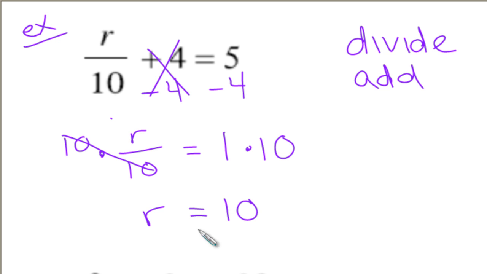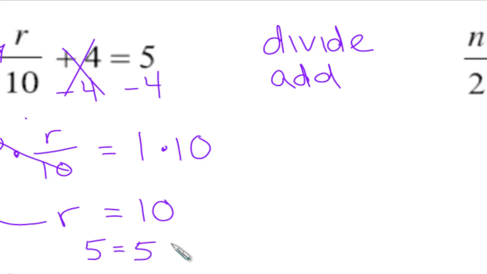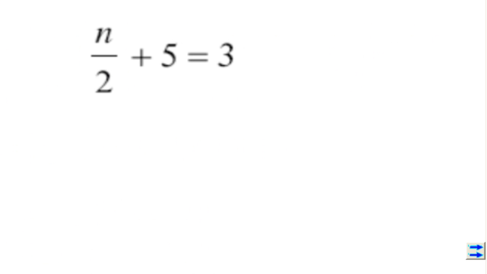Okay? So let's plug it back in. If I take r and I plug it in here, following my original order of operations, what's 10 divided by 10? 1. What's 1 plus 4? 5. So we are left with 5 equals 5. So did we get the right answer? Yes. Questions on that one?